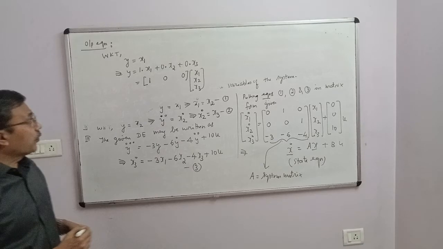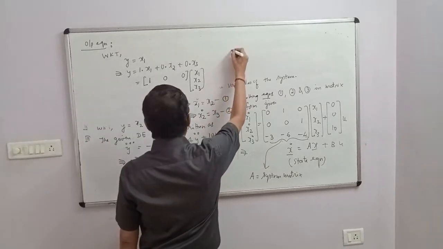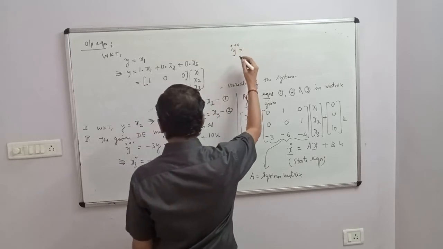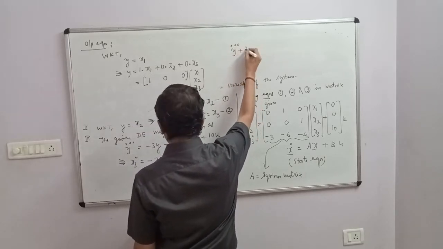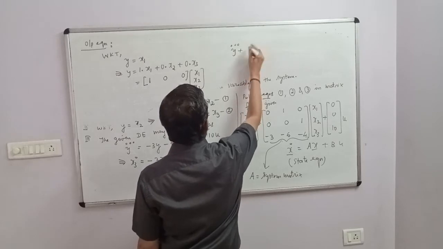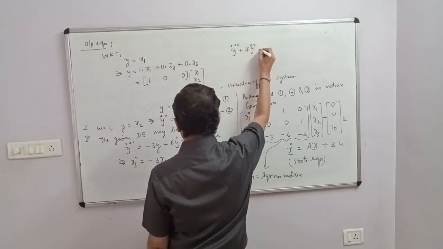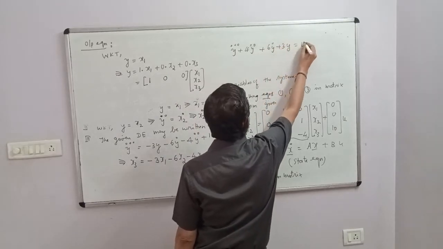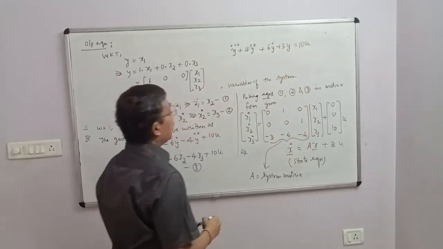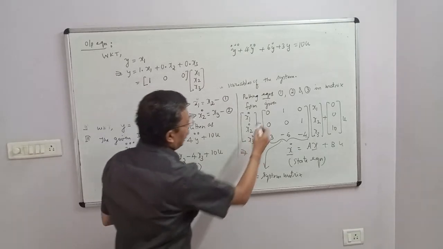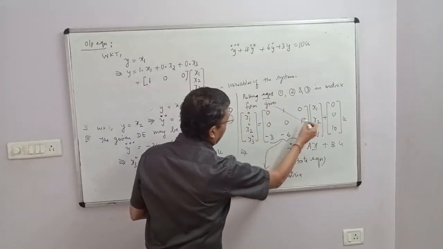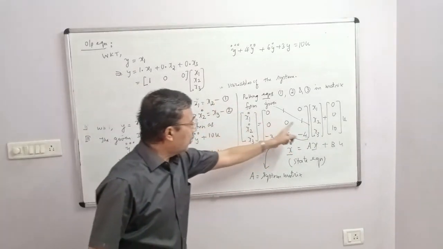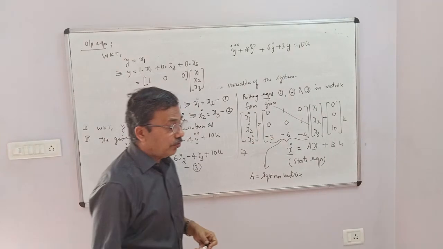So if you look at the differential equation, it is what? Y triple dot plus 4 times y double dot plus 6 times y dot plus 3 times y is equal to 10 times u. This is the differential equation. See, along the off diagonal you will have ones. This is called off diagonal. Along the off diagonal you will have ones. Rest of the elements are 0.